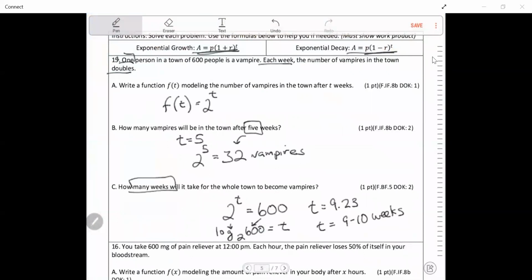This doesn't really say how many weeks. Well, it takes more than 9. It lasts about 9 weeks and 1 day. But either one of those answers would be good.